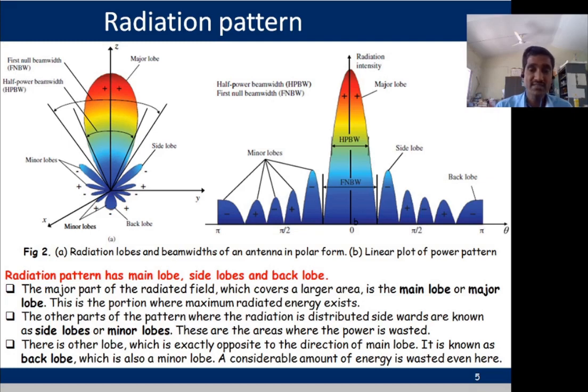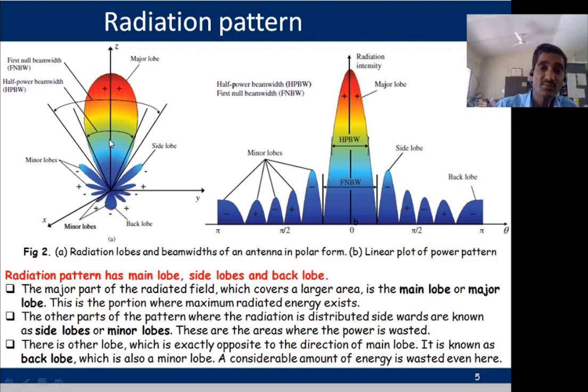The first lobe is the main lobe, also called the major lobe. So what do you mean by the major lobe? The major lobe covers a large area, or one can say the major lobe radiates maximum energy into a specific direction. That is the major lobe. Here I have shown the major lobe. In this second pattern, shown here is the major lobe.